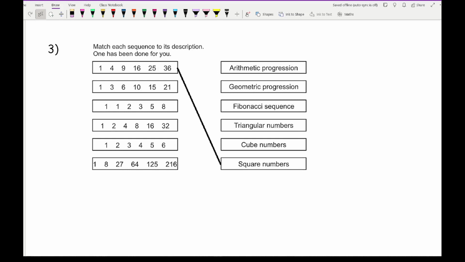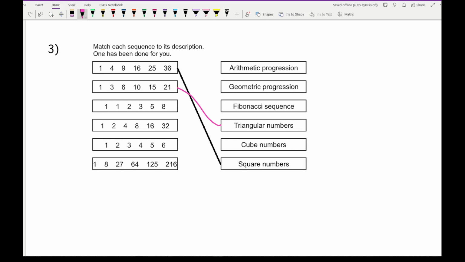Then moving on to question 3, it says match each sequence with its description. The first one has been done for us. So what you want to do here is obviously go for the ones that you know straight away. So in terms of the choices, we've got arithmetic progression, geometric progression, Fibonacci sequence, triangle numbers, cube numbers, and square numbers. Now square numbers already been taken, so the next one in terms of triangle numbers is going to be our second option.